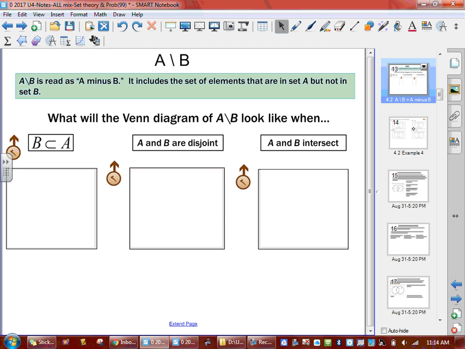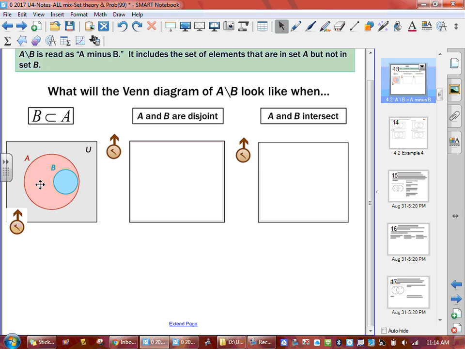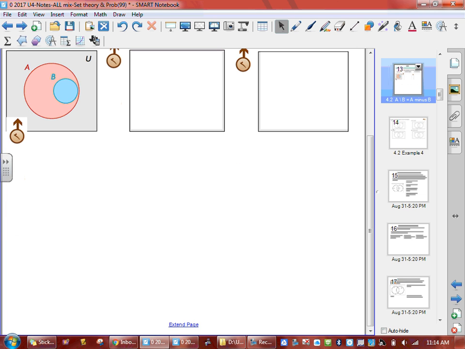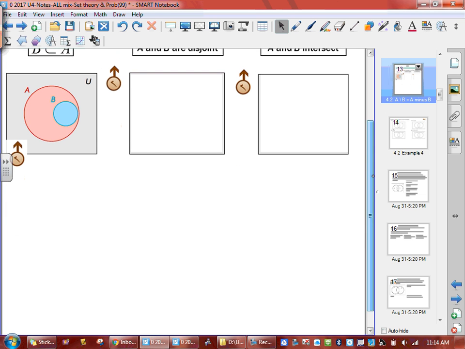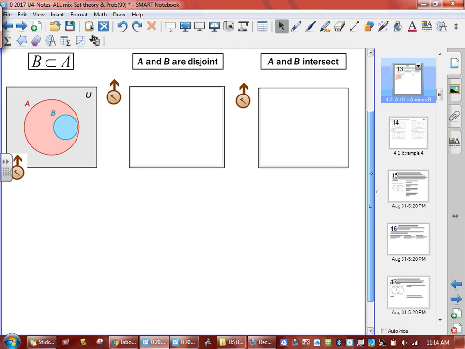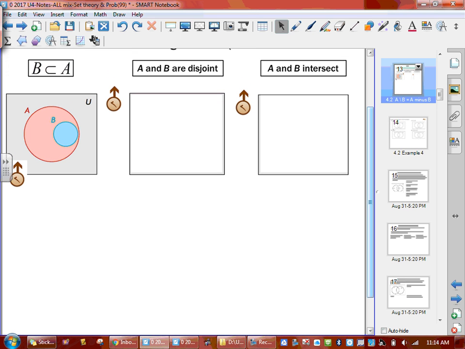B entirely inside of A, absolutely. So B will be entirely inside the A group. You're exactly right. So that's B is a subset of A. So everything in B is all inside A. So you draw a smaller circle inside the bigger circle. And the U here in the corner stands for universal set.